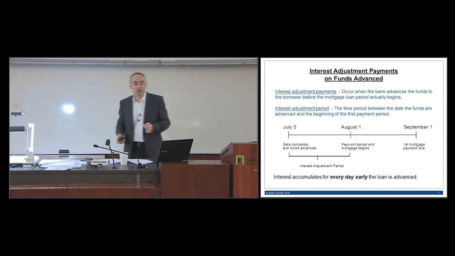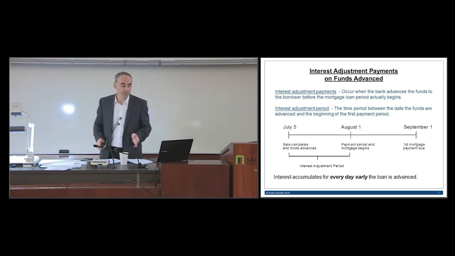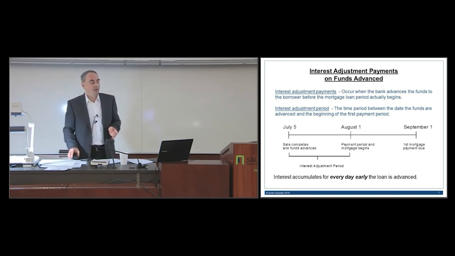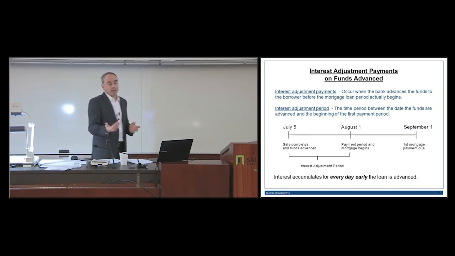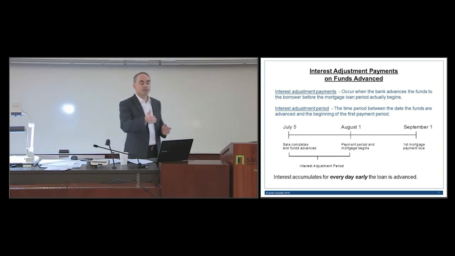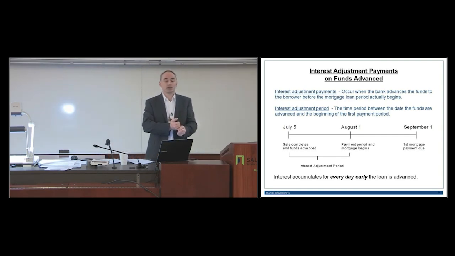Now this is easier to see on a timeline, so let's put a timeline up and see what we're talking about. So this timeline represents 3 dates. July 5th, this is the date the sale completes and the funds are advanced.